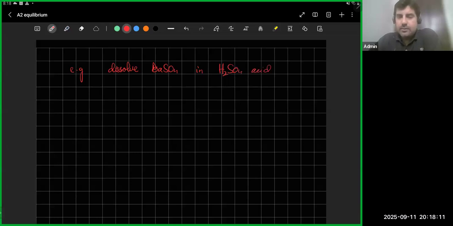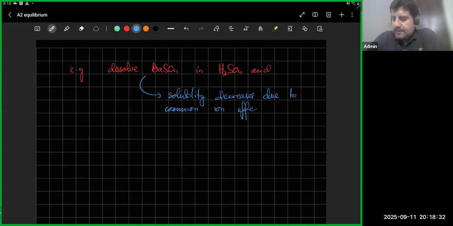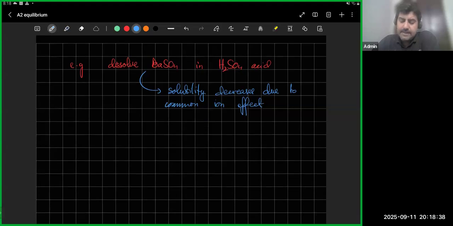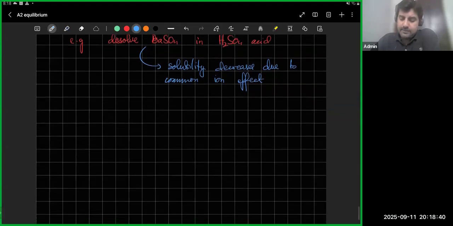So same issue. Solubility of barium sulfate will decrease. And why would it decrease? Decreases due to, again, due to the common ion effect. Okay, so it's going to happen again. So remember that, and the next thing is they're going to ask you questions.